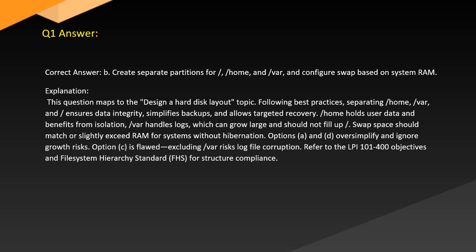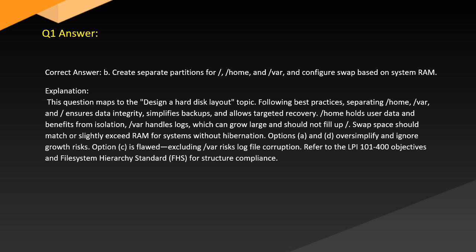Answer. Correct answer: B. Create separate partitions for home and var and configure swap based on system RAM. Explanation. This question maps to the design a hard disk layout topic. Following best practices, separating home and var ensures data integrity, simplifies backups, and allows targeted recovery. Home holds user data and benefits from isolation. Var handles logs, which can grow large and should not fill up the root. Swap space should match or slightly exceed RAM for systems without hibernation.